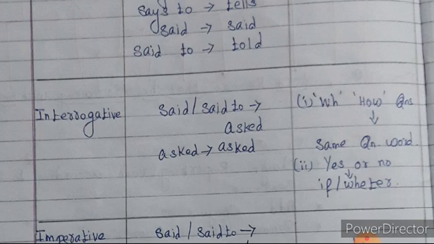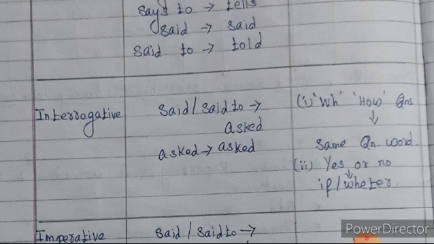You have to represent it in indirect speech as asked. Asked is mentioned in the direct speech itself. You can write the same thing in indirect speech as asked. The conjunction you can use: if it begins with a WH question or a how, like was, the same question word you can use for the conjunction. Or if it is a yes or no type question, you can use the conjunction word as if or whether.